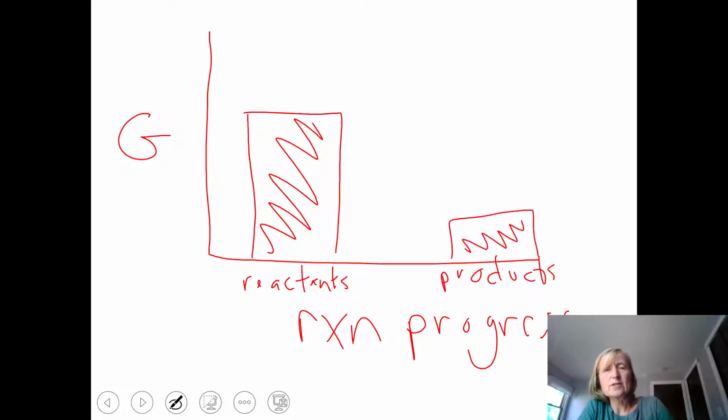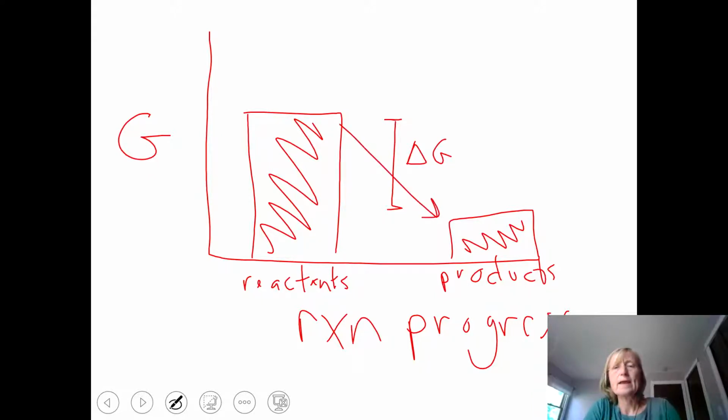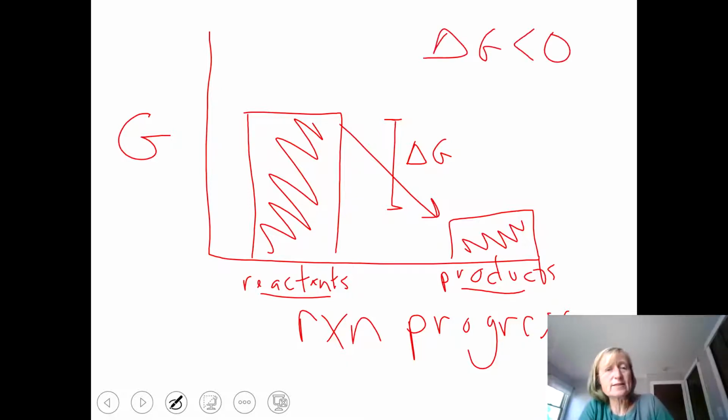Like this. And so there's a change in free energy. This amount represents the change in free energy. There's a drop in free energy. Delta G is going to be negative because if you take the free energy of the products minus the free energy of the reactants, you're going to get a negative number. So delta G is less than 0, and this is an example of a spontaneous reaction.